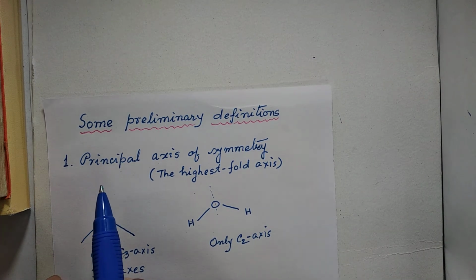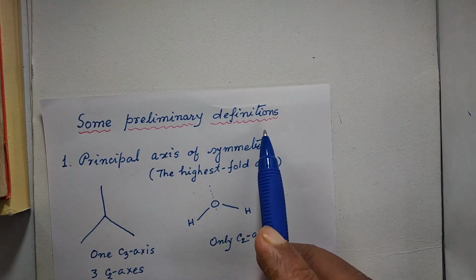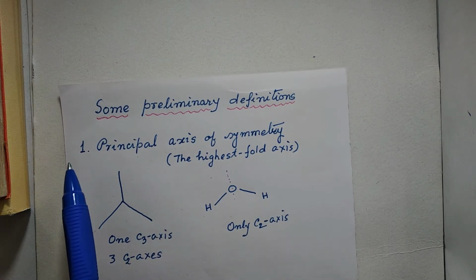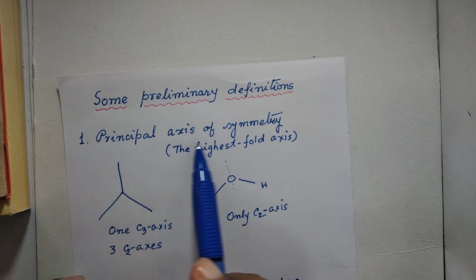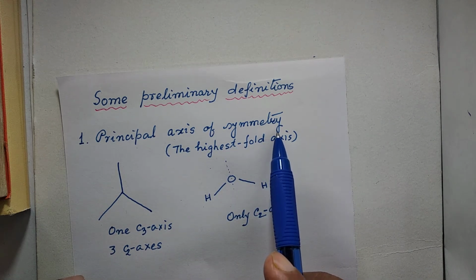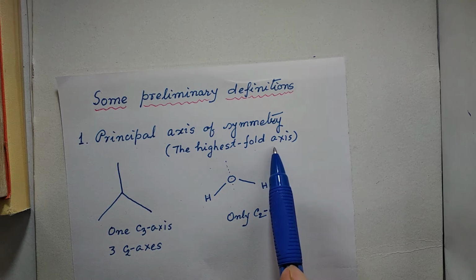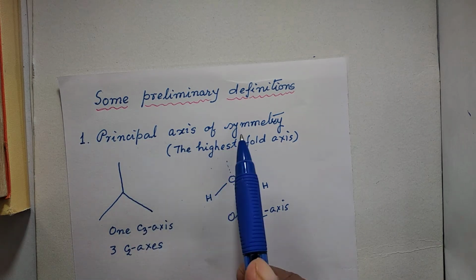Today I will discuss some preliminary definitions related to symmetry operations. The first item is principal axis of symmetry. The highest fold axis of symmetry of an object or molecule is called the principal axis of symmetry.